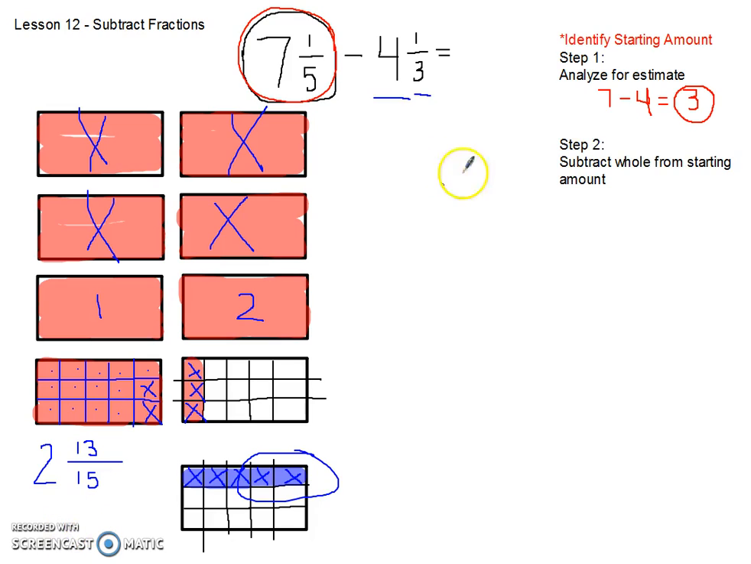So step 2 is we want to subtract our whole from the starting amount. Our starting amount is 7 1/5. And just like we showed in our x's here, we were taking away those 4 boxes. And remembering that we still need to take away that 1/3. So we're performing this action first, which left us with 3 remaining boxes that were full and 1/5 of a box.